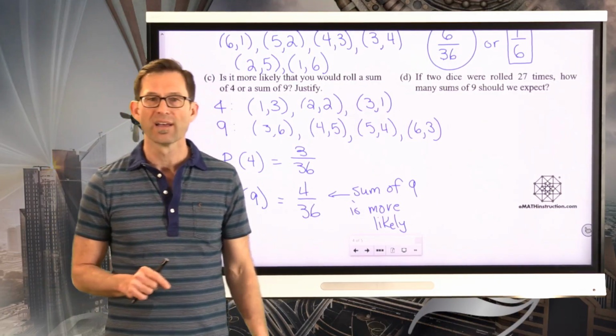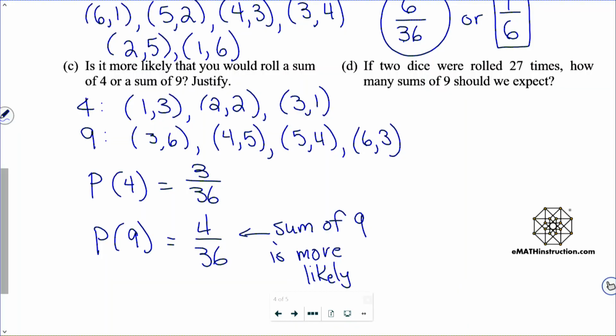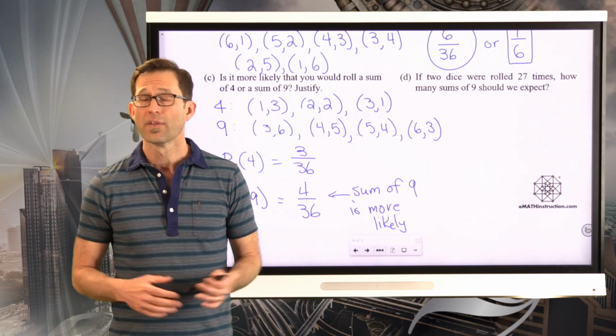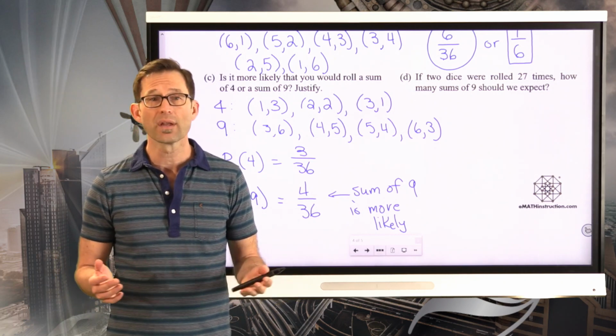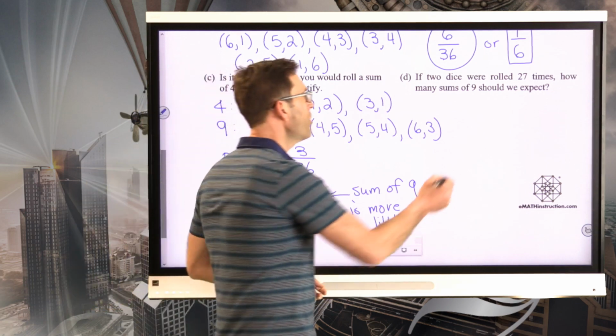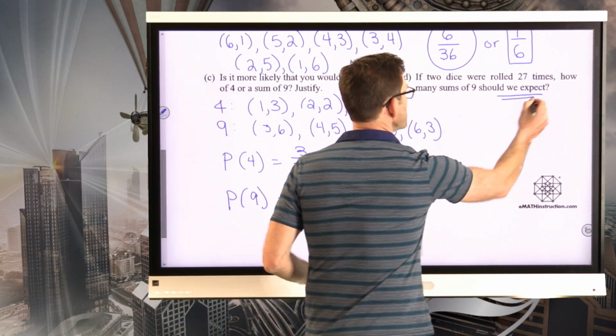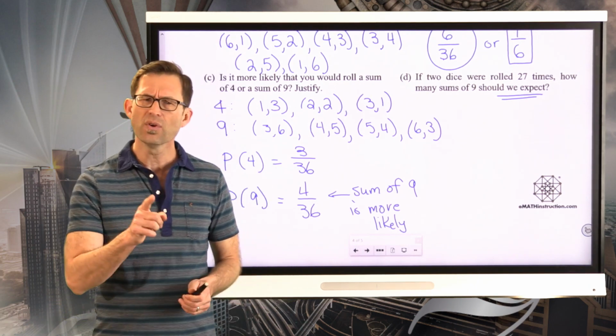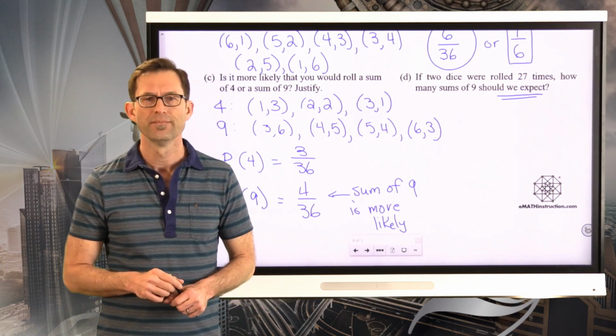Now let's look at one last piece, letter D. If 2 dice were rolled 27 times, how many sums of 9 should we expect? Now, of course, if I rolled 2 dice 27 times, there is a chance that I would never get a sum of 9, that it would never happen. So how many should we expect, right? Pause the video now and see if you can think about this a little bit.